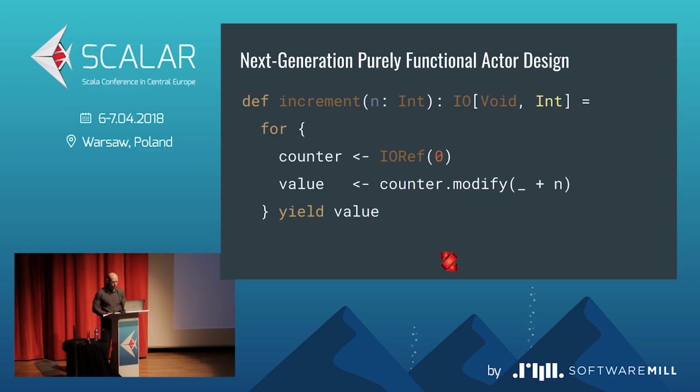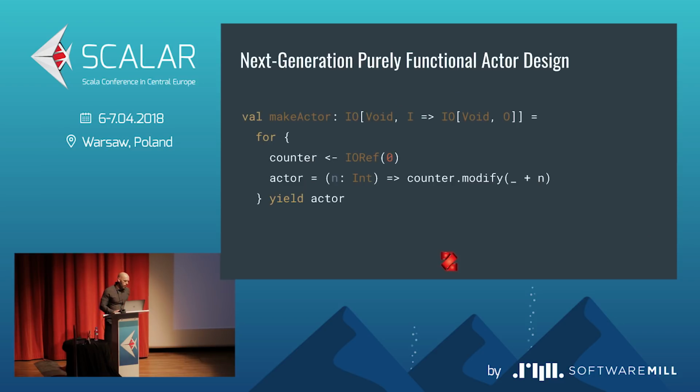In order to get what we want, we have to use the most powerful formulation that I introduced on the last slide. So here we have this make actor effect. And once we call it, it's going to make an actor in the I/O monad. The actor itself will be nothing more than a function from some input type to output type, in this example Int.